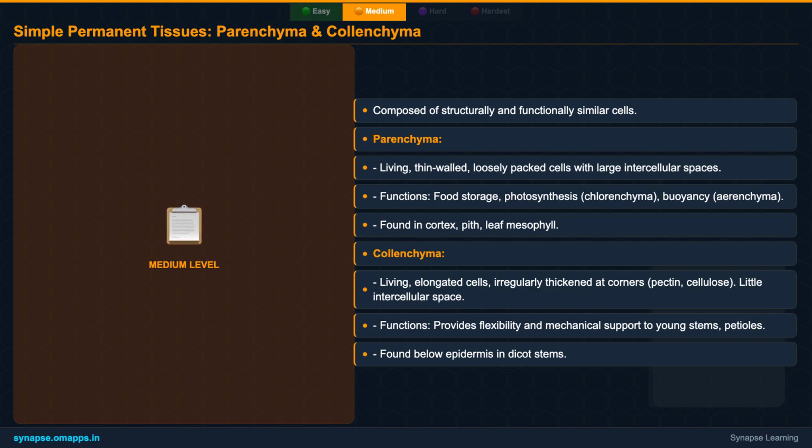Next, collenchyma cells are the plant's flexible supporters. These living, elongated cells have irregular thickenings at their corners, giving them strength without restricting growth. They're crucial for supporting young stems and leaf stalks, allowing them to bend without breaking.